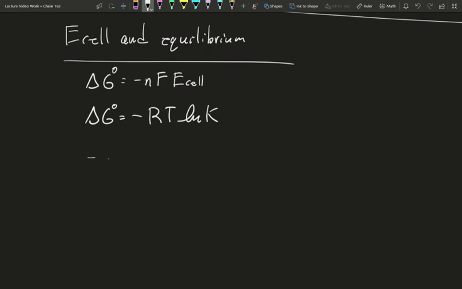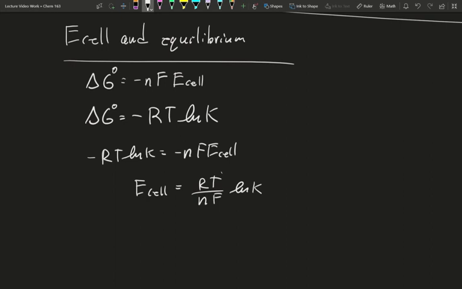can relate these two. Negative RT ln of K must be equal to negative nF E cell, which we can rearrange so that the E cell, or voltage of our cell, is equal to RT over nF times the ln of K. If we want to plug in a bunch of values here at 298, we can then determine that the voltage of a cell at standard state conditions is going to be equal to 0.0592 volts per moles of electrons being transferred in the reaction times the log of K.